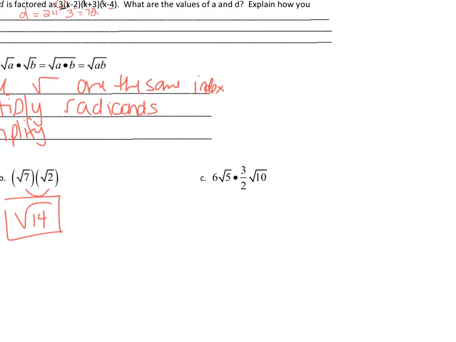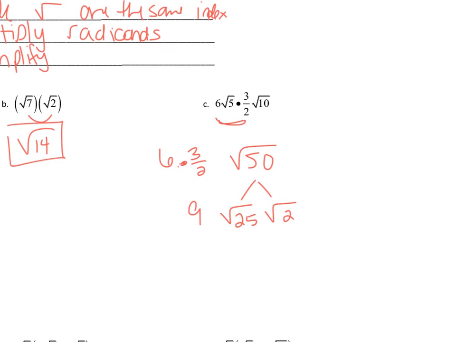Okay. There are numbers in front of this, so all you're going to do is multiply 6 times 3 over 2 first, and then you'll do 5 times 10, which is 50. So that's the inside of your radical here. 6 times 3 is 18. Divide that by 2 is 9. Break up 50. The factors of 50 where one number is perfect are 25 and 2. Again, you can go to your calculator, look at y equals, and look for your factors where one of them is perfect. And then 9 times 5 would be 45, and then rad 2.